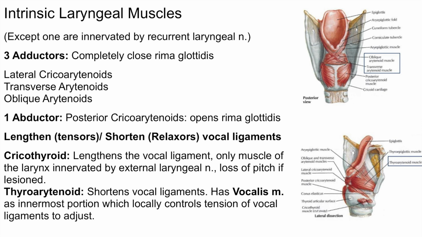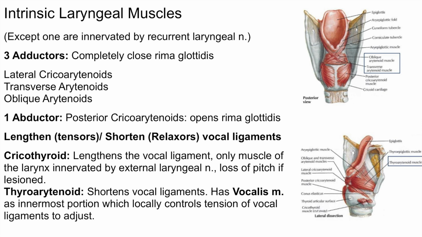Then there's the only true abductor, the posterior cricoarytenoid, and it's extremely important. It rotates the arytenoids laterally, opening the vocal folds and allowing air to pass. This is the only muscle that opens the airway at the vocal cord level, which is why bilateral damage to the recurrent laryngeal nerve is super dangerous. If this muscle doesn't work, the cords can't abduct and the airway starts to narrow.